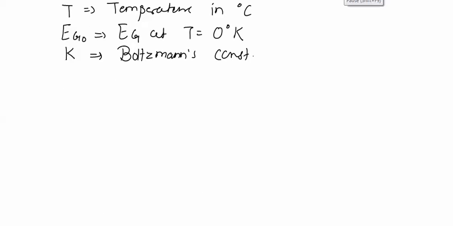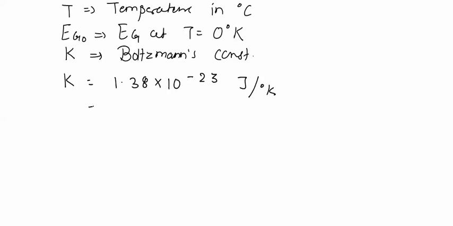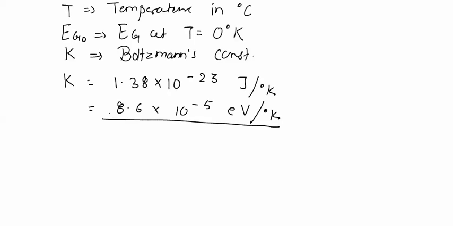This Boltzmann constant has value K equal to 1.38 into 10 raised to power minus 23 joules per degrees Kelvin, and equal to 8.6 into 10 raised to power minus 5 electron volts per degrees Kelvin. Here we are writing the energy unit in electron volts, so we will consider the value of K as 8.6 into 10 raised to power minus 5 electron volt per degrees Kelvin.